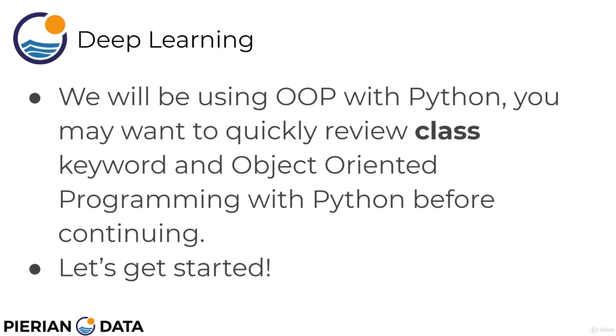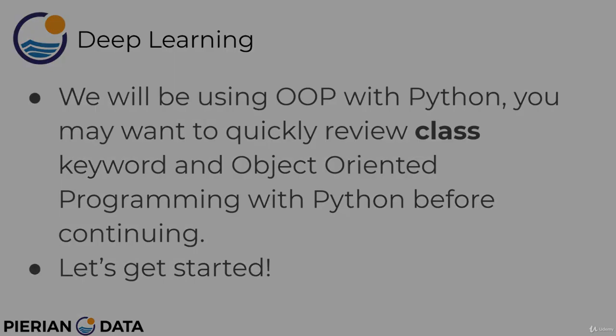I want to quickly note we're going to be using object-oriented programming, or OOP, of Python. So you may want to quickly review the class keyword of Python and just some general object-oriented programming of Python before continuing in case you feel a little rusty on that subject. But let's go ahead and get started. It won't be too complex with OOP, and we'll go ahead and remind you how class structure works with Python as we build out our network. Let's get started and head over to the Jupyter Notebook.